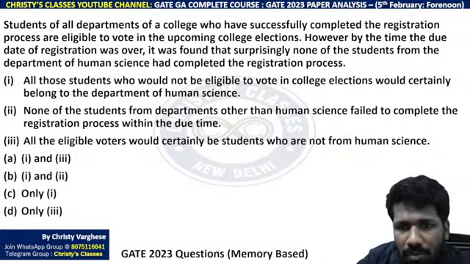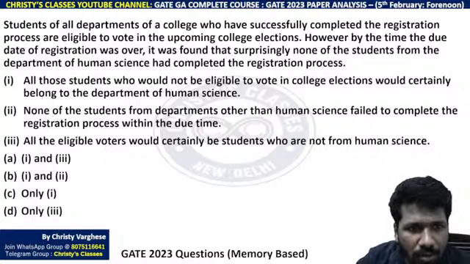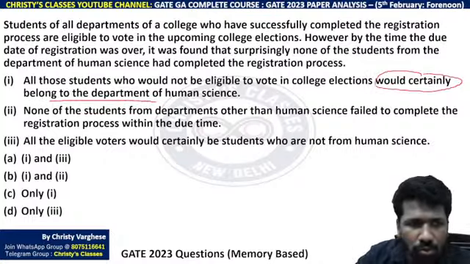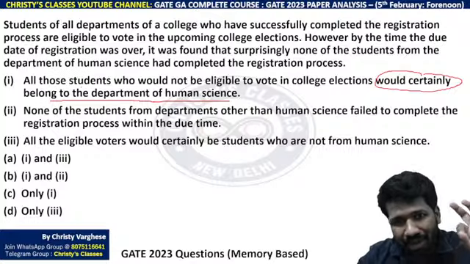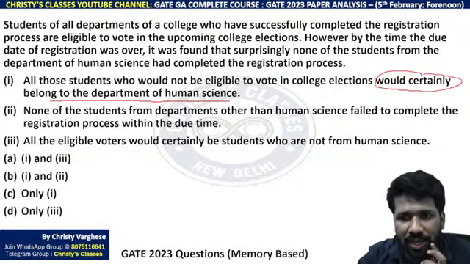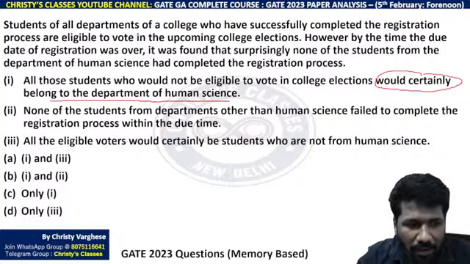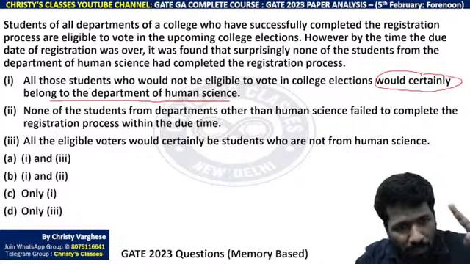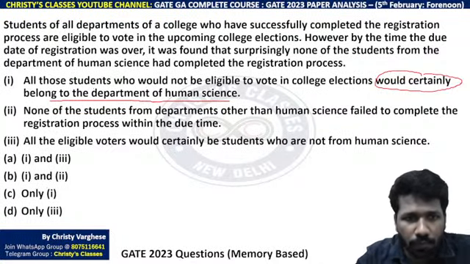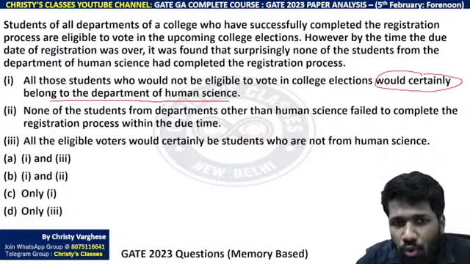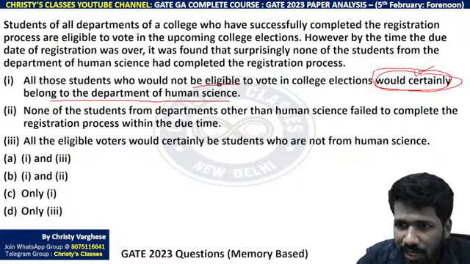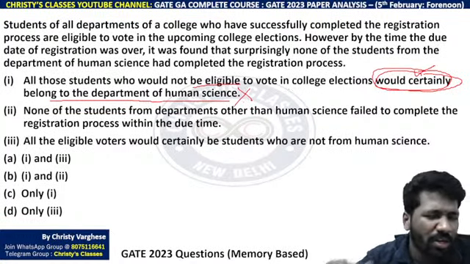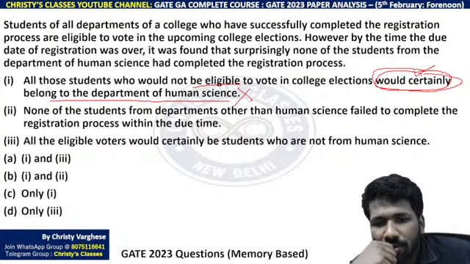All those students who would not be eligible to vote in college election would certainly belong to the Department of Human Science. Can you say would certainly belong to Department of Human Science? All Human Science students would not be eligible to vote in the election. That is true. But are you understanding what I am trying to say? All Human Science students would not be eligible, but only Human Science students are not eligible, we are not sure about it. We are not certain about it. A certainly word is creating more problem. So that is why statement 1 is not correct. Did you all understand why statement 1 is not correct?